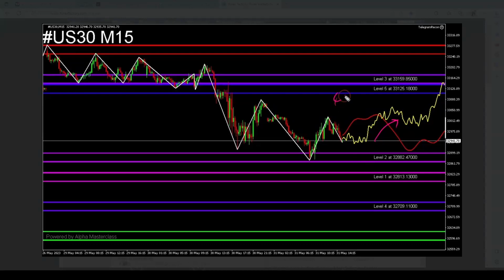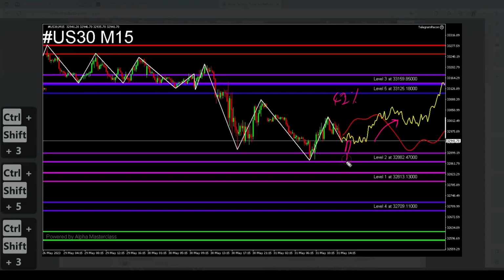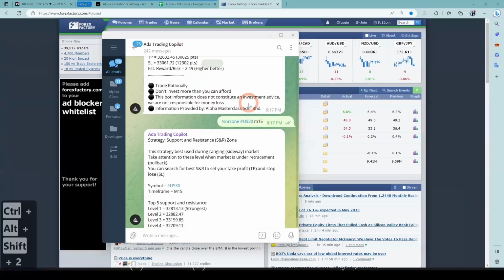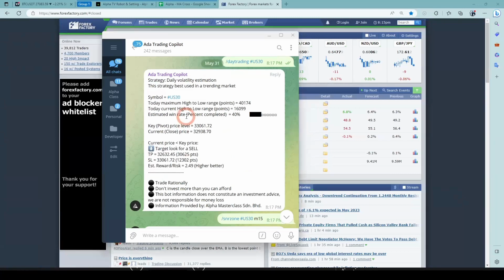That's why it's saying 42%. The chance of this continuing to come down is 42% because it may get stuck halfway here. Unless there's a super strong momentum that jumps down, then you can follow to sell. At the time being, from the statistics, Dow Jones is not suitable.